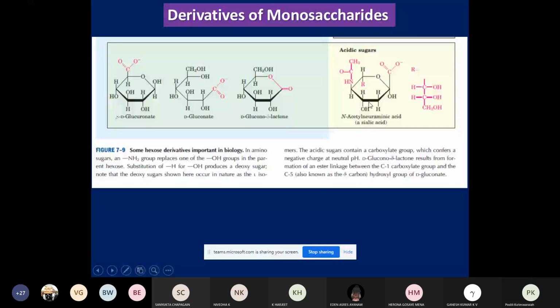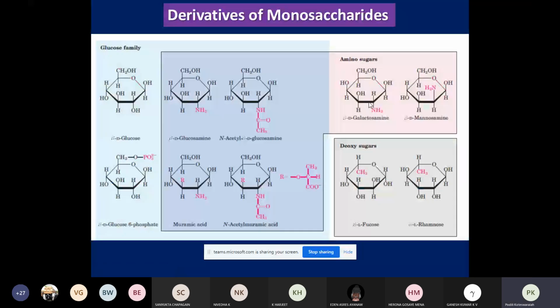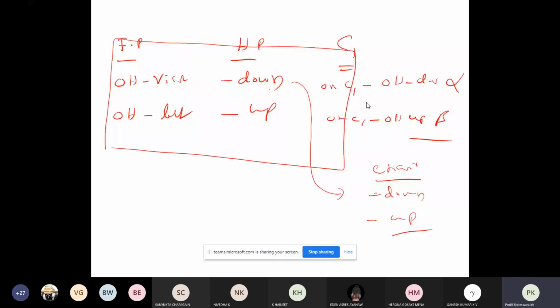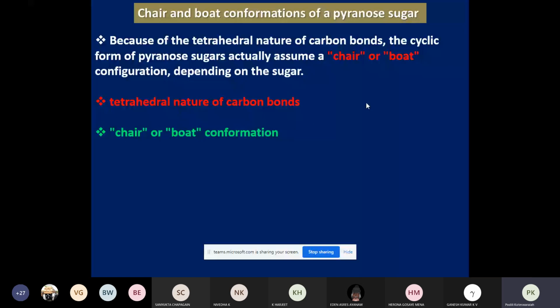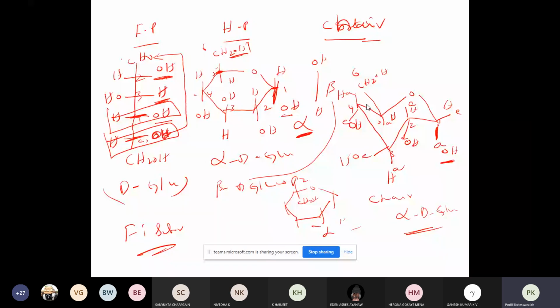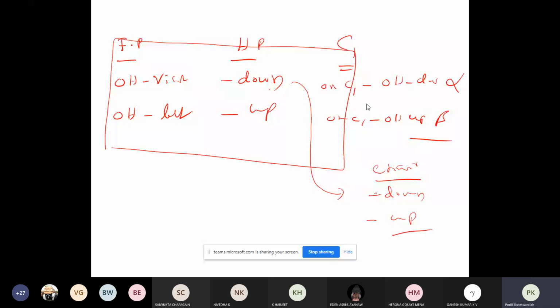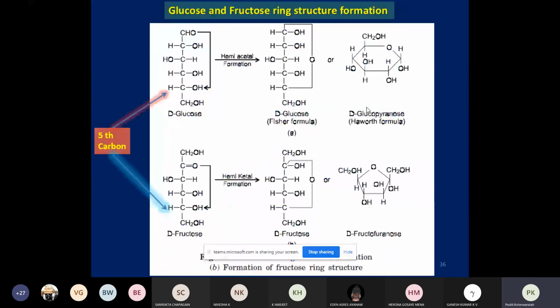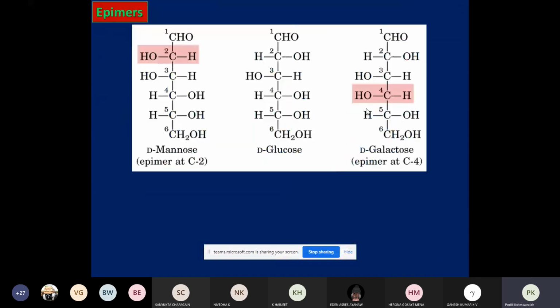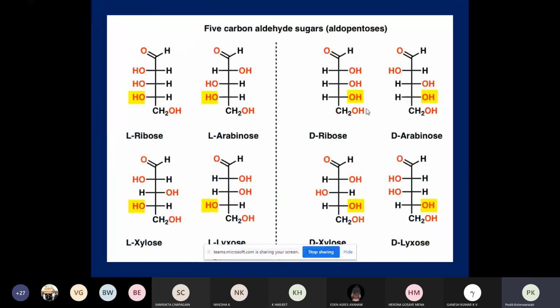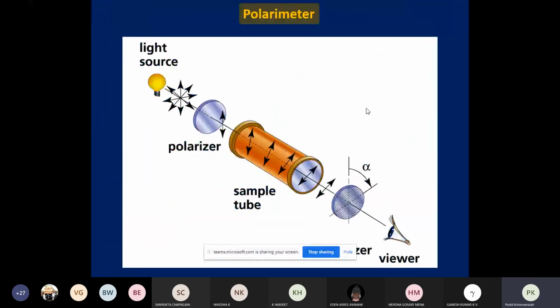And this is about the cyclization of sugars, and also how to transform the Fischer projection to the Haworth form, and the Haworth form to the chair conformation. All of you please remember, if I give any chair conformation and ask you to draw the Haworth as well as the Fischer, and to identify what this sugar is, you should be able to do that.